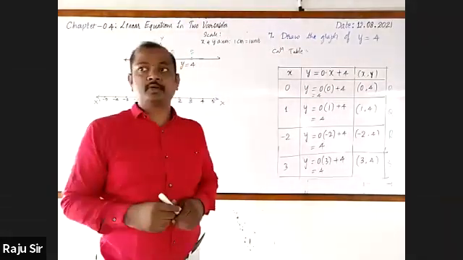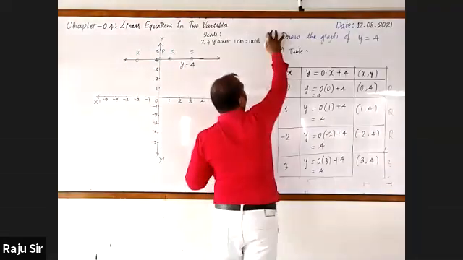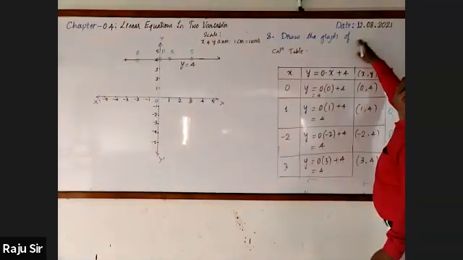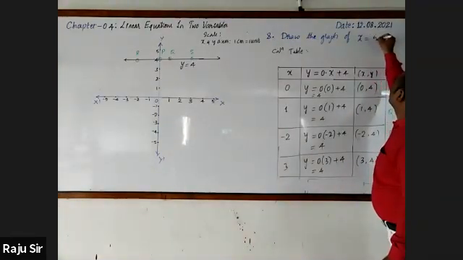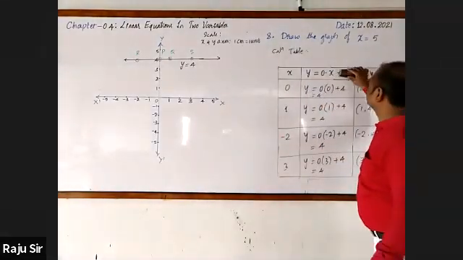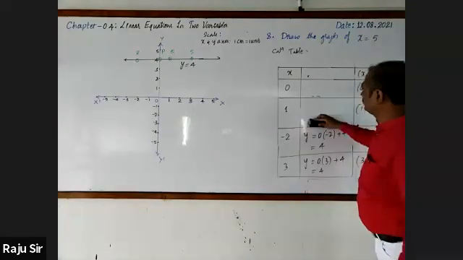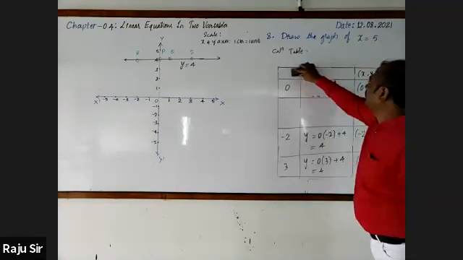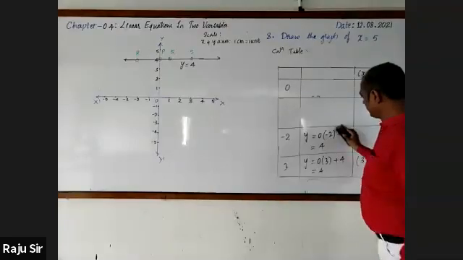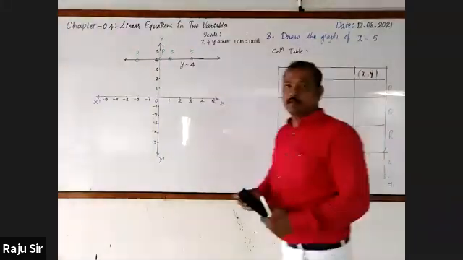Next, another one. This is also very important. 8th one. Draw the graph of x equal to 5. 0 into y. X equal to 5. Sir, in the first column we should take y. Yes, sir.